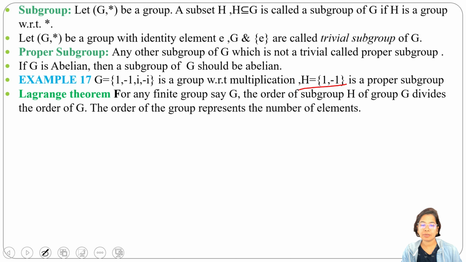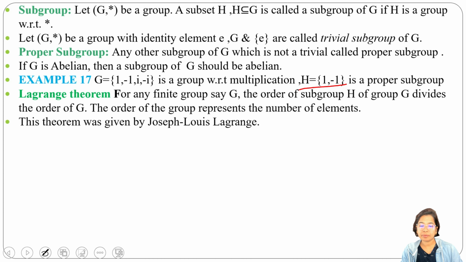Next, Lagrange's theorem. This is important. Lots of questions are asked from this. So for any finite group, say G, the order of subgroup H of group G divides the order of G. And the order of a group is the number of elements in that group.